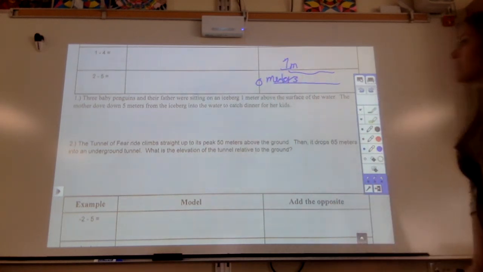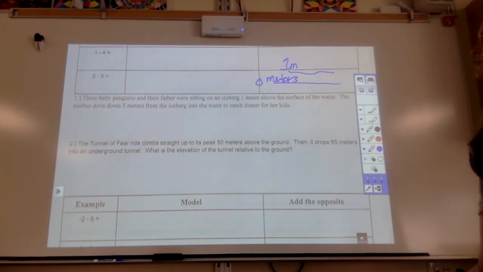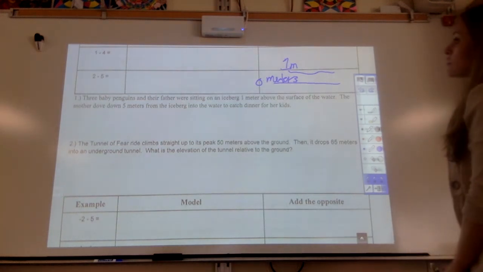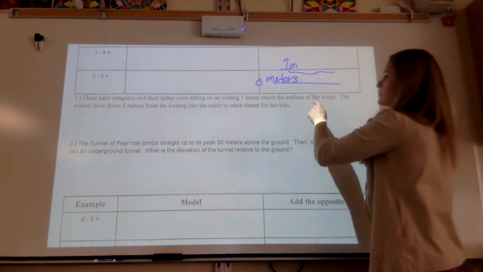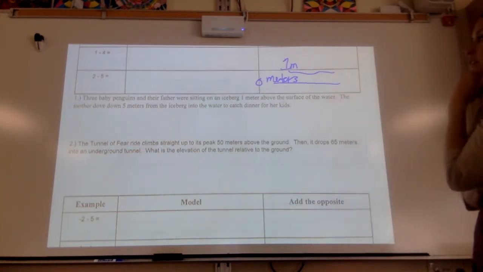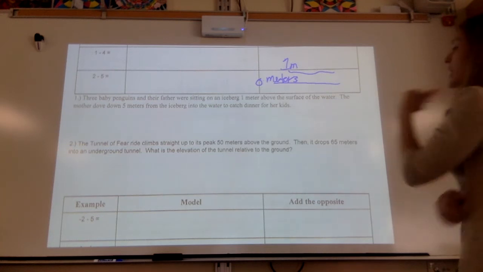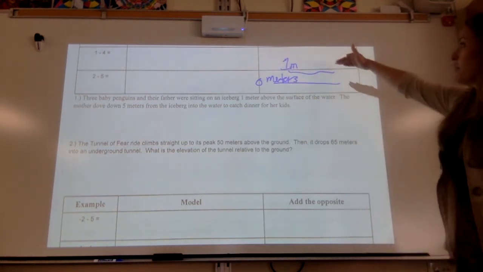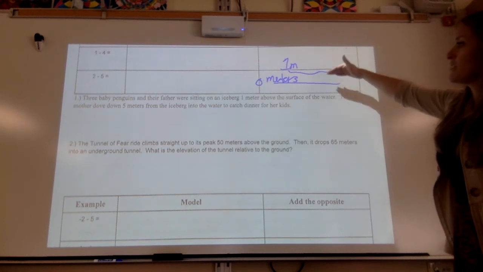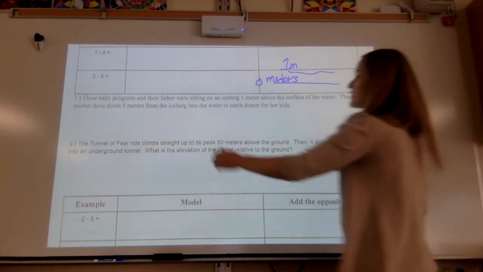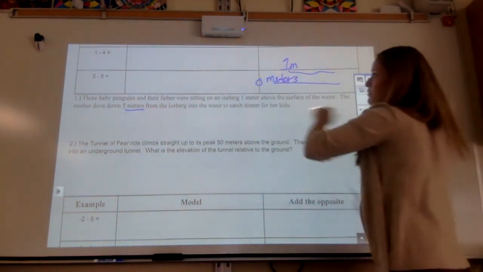And then it says the mother dove down 5 meters from the iceberg into the water to catch dinner. So we want to go 5 meters down. So what do you think that's going to look like? So the 3 baby penguins and their father are sitting on an iceberg 1 meter above the surface. So everyone's here together, father, mother, and all the kids. They're 1 meter above. And then they dove down 5 meters from the iceberg into the water to catch their dinner. So going down 5 meters.